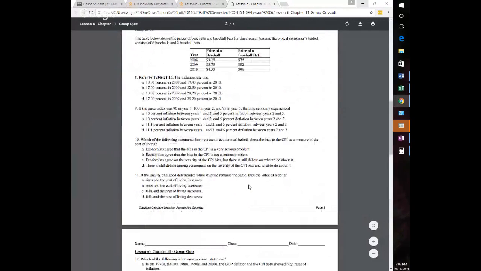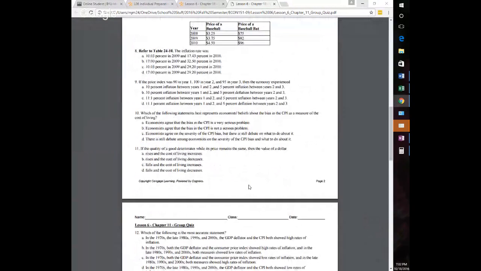All right, I'll do 10 if we're ready to go on. Which of the following statements best represents economists' beliefs about the bias of the CPI as a measure of the cost of living? And I put D. Yep, same. That's what I got.